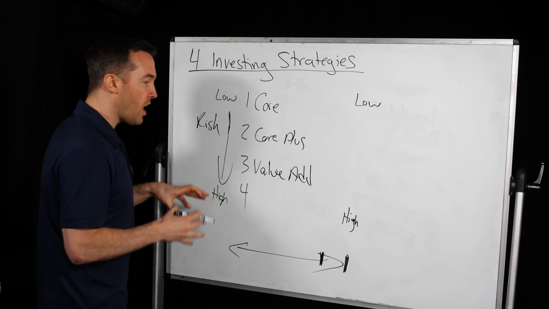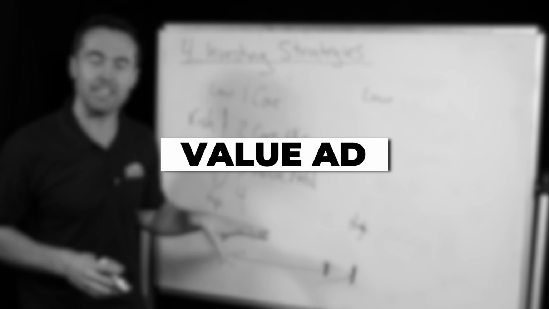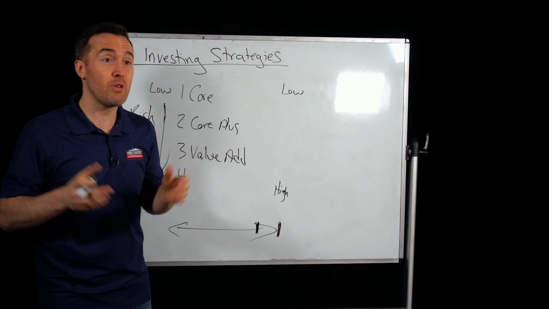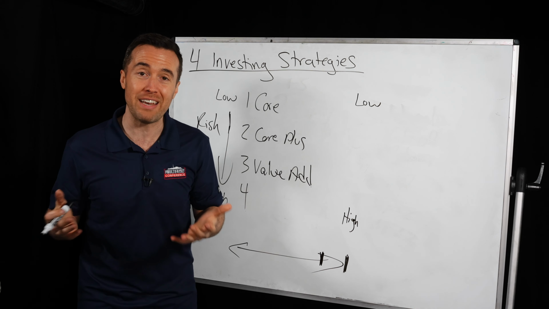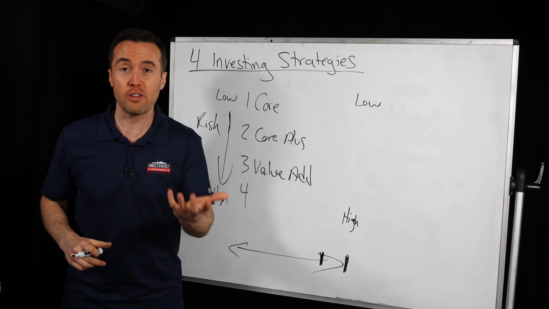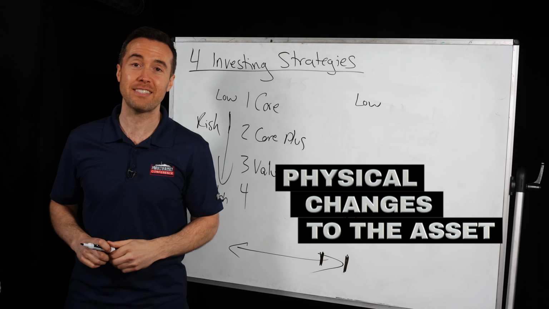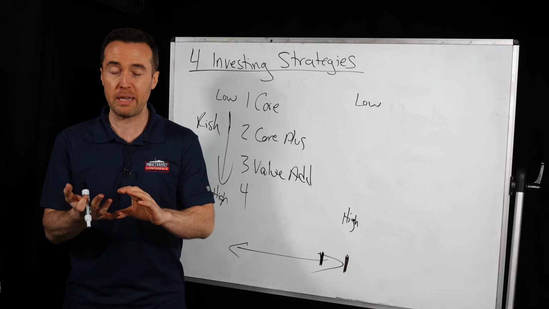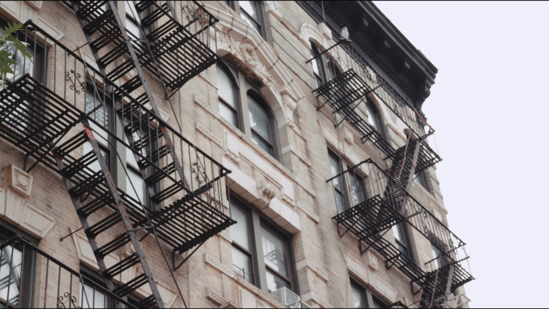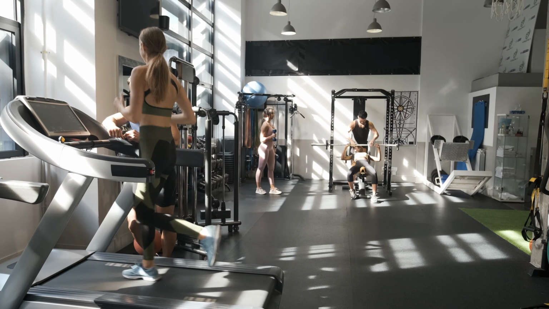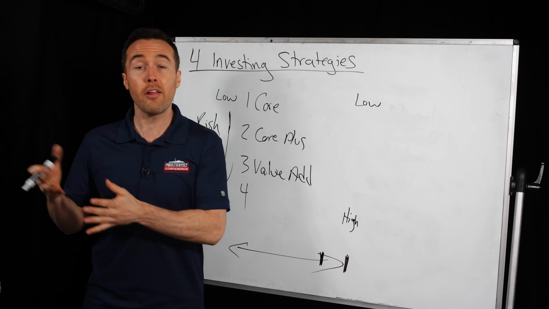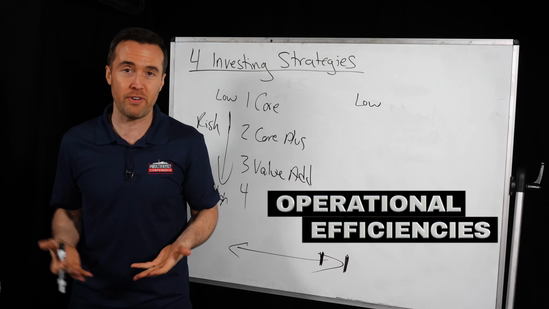And the core concept of the value add strategy is all about finding problems and fixing those problems. So there's really 2 ways to drive the value of an asset using the value add strategy. On one side, you're going to do physical changes to the asset, physical renovations. It could be doing renovations inside. It could be doing exterior renovations, adding amenities, converting spaces. You're doing things to the actual asset. And then on the other side, we have operational efficiencies.